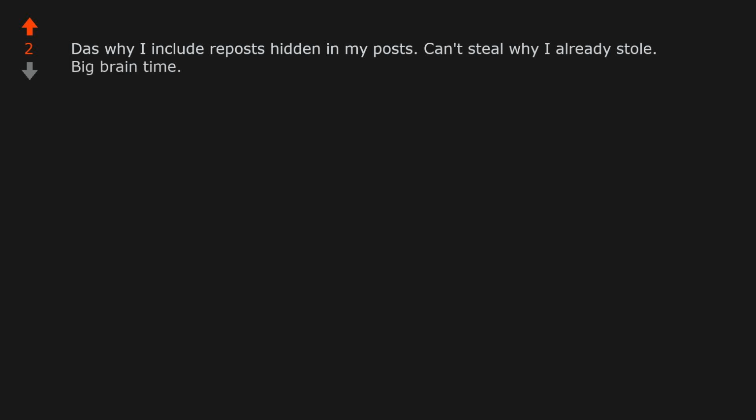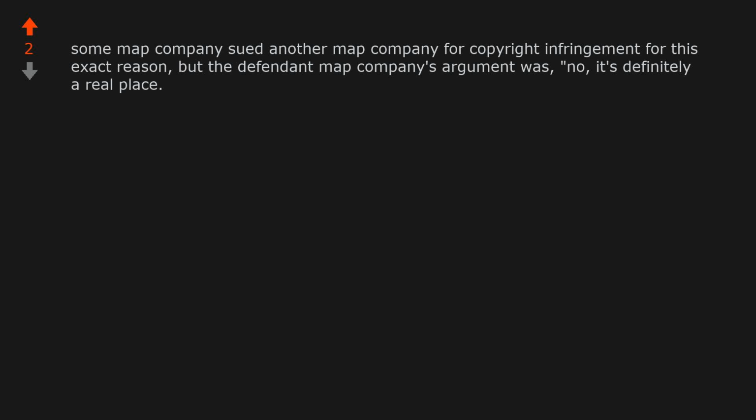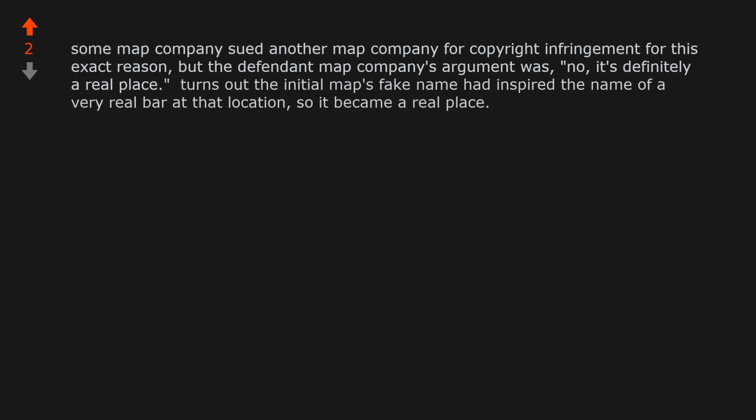Big brain time. Some map company sued another map company for copyright infringement for this exact reason, but the defendant map company's argument was, no, it's definitely a real place. Turns out the initial map's fake name had inspired the name of a very real bar at that location, so it became a real place. There are also fake towns called paper towns.